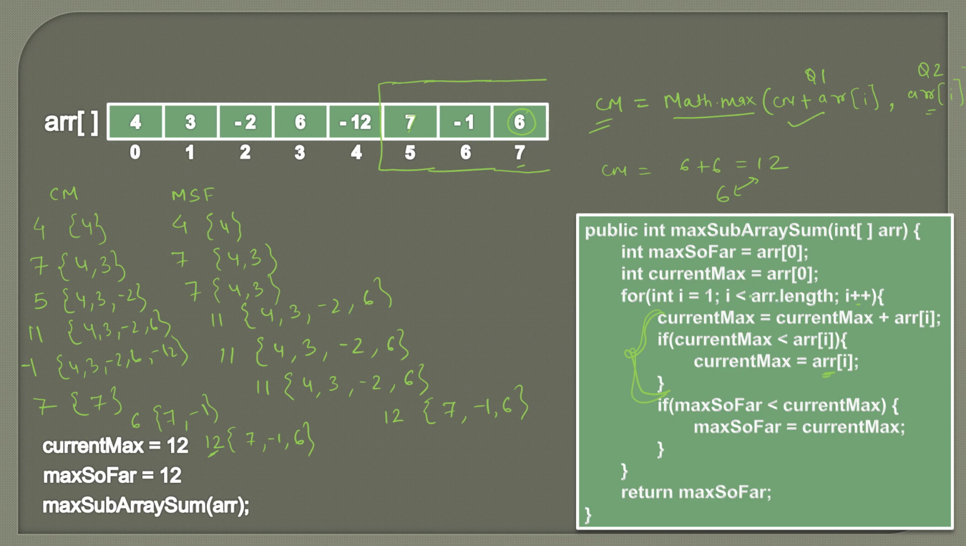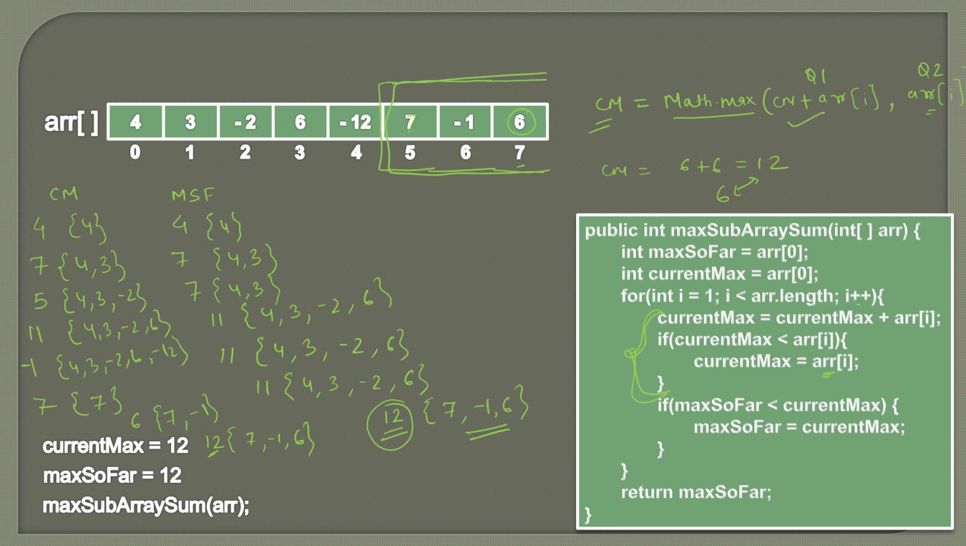So this for loop will exit because now value of I is 8 and 8 is not less than array.length. It is equal to array.length. So it means we have traversed this array completely, and at the last we will simply return 12 because this is the maximum sum so far created by a subarray, this 7, minus 1 and 6. So this 12 is returned.